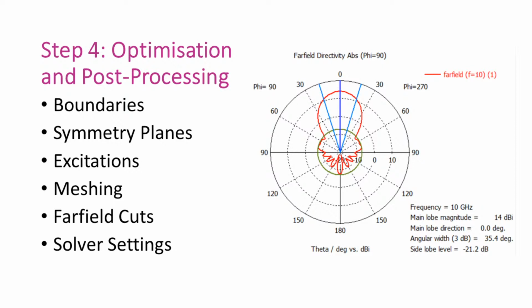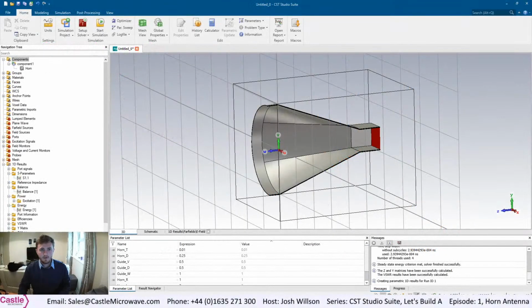Step 4. Optimization and post-processing. Boundaries, symmetry planes, excitations, meshing, Farfield cuts, and solver settings. In order to optimize our antenna for our purpose, we can now perform a parameter sweep on each of the parameters we deem key to the performance characteristics of the antenna. In this case, we will change the aperture size of the horn.